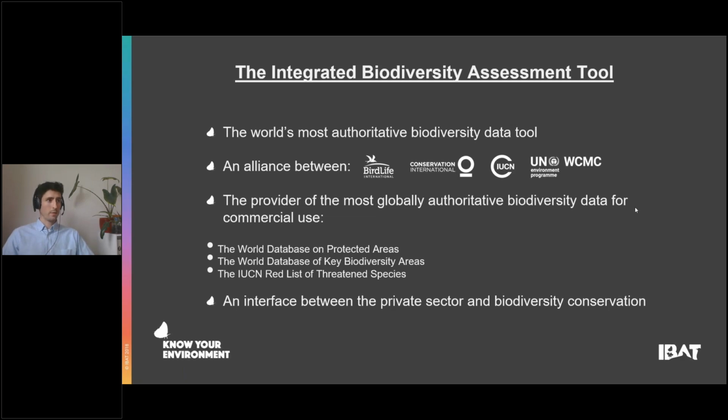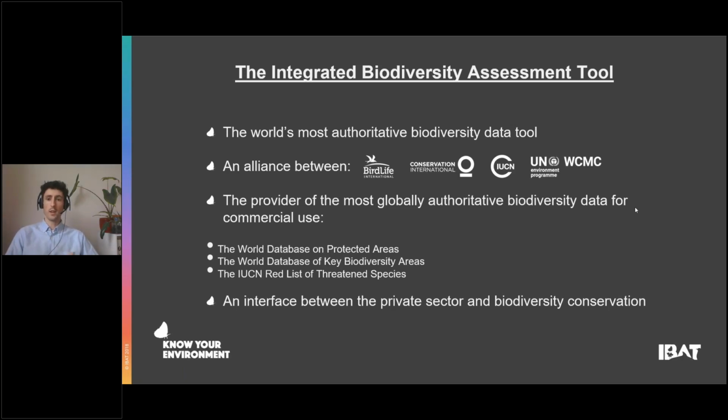So IBAT itself is the world's most authoritative biodiversity data tool, but it is also an alliance of 4 leading global conservation organizations, which are the United Nations Environment Programme, World Conservation Monitoring Centre, based in Cambridge, the International Union for the Conservation of Nature, the IUCN. We've got BirdLife International and Conservation International as well. And together, we provide the most globally authoritative biodiversity data.